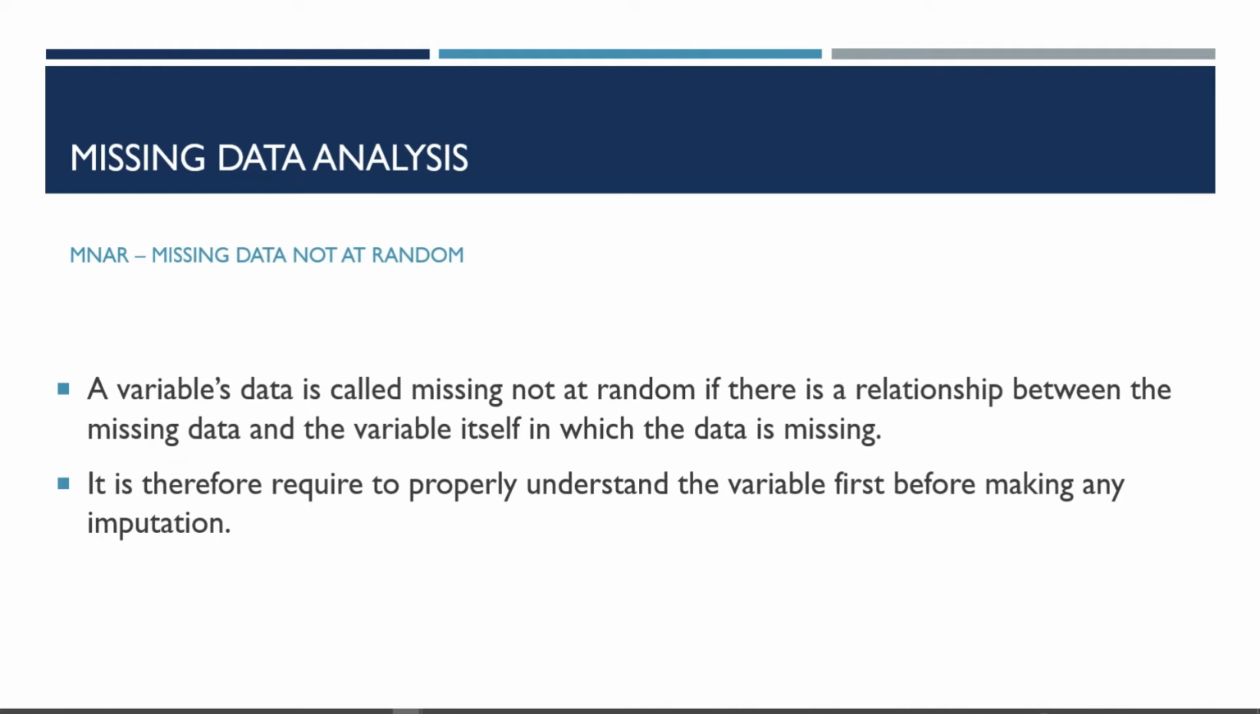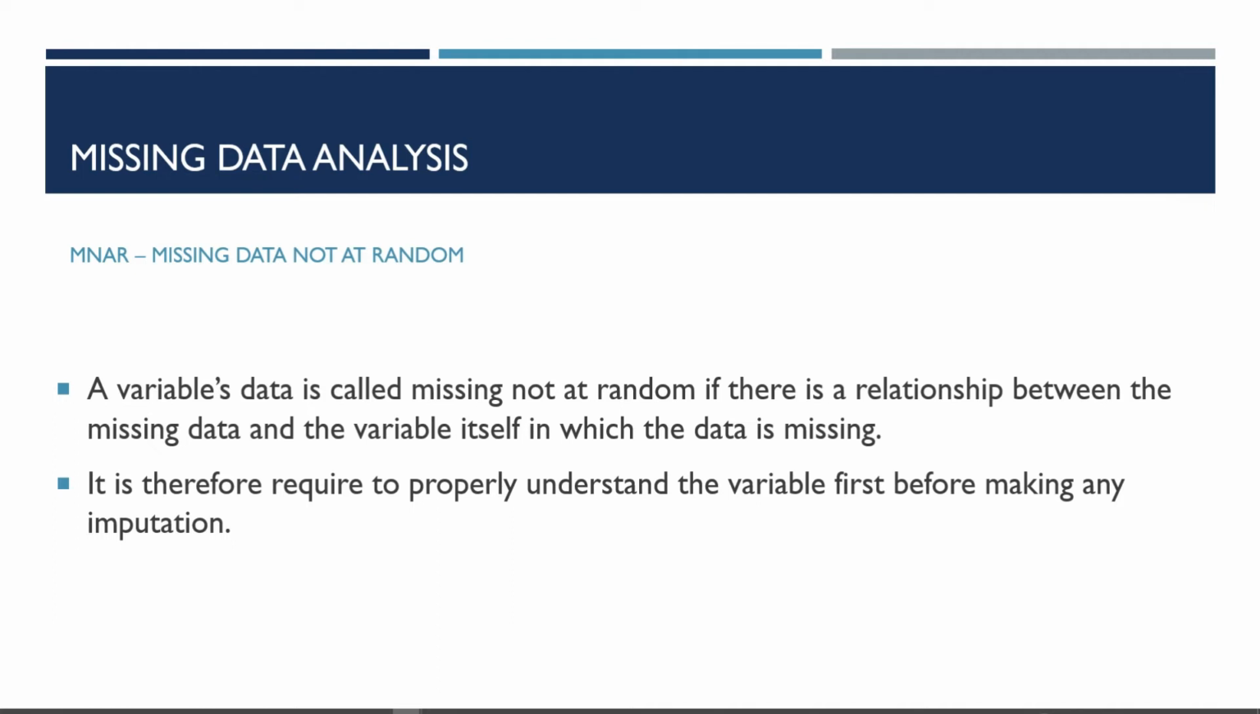So this is how you see that the IQ score is dependent on itself, because those who did not provide the IQ score were somehow low on the IQ score, so they deliberately did not provide it. So now you see that this variable's missing data is dependent on itself. So these are the different types of missing data.